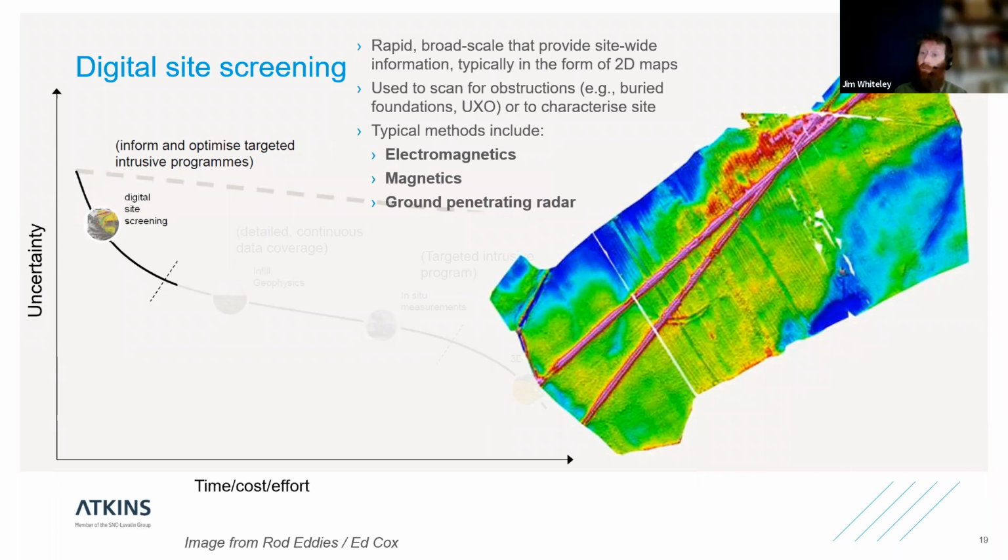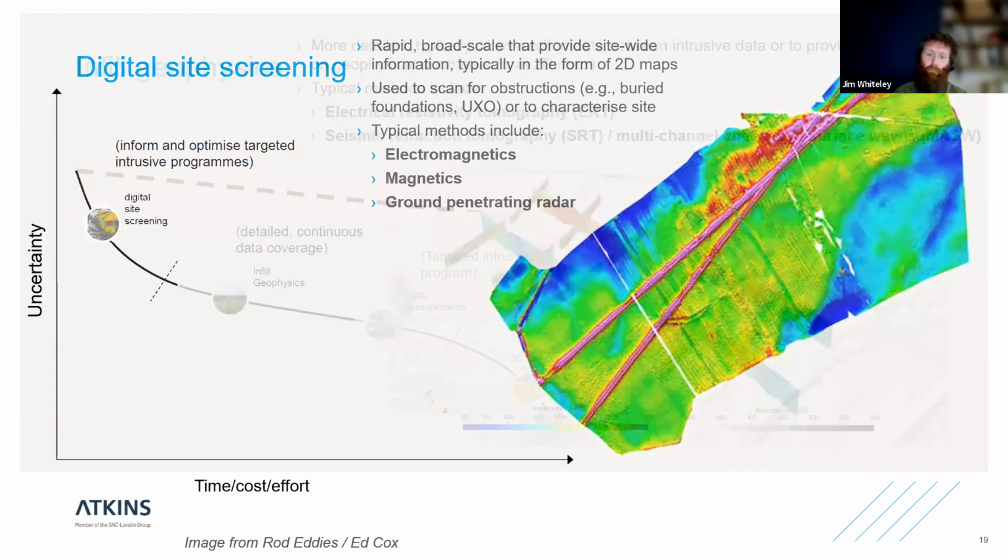Ground penetrating radar, obviously one highly associated with services and trying to identify utilities, but obviously has its place in trying to understand discontinuities in the ground, and normally seen as 2D profiles across the ground. So generally speaking, they are our digital site screening tools, where we can get very broad scale data sets to try and understand at the highest level what's going on with our ground conditions.